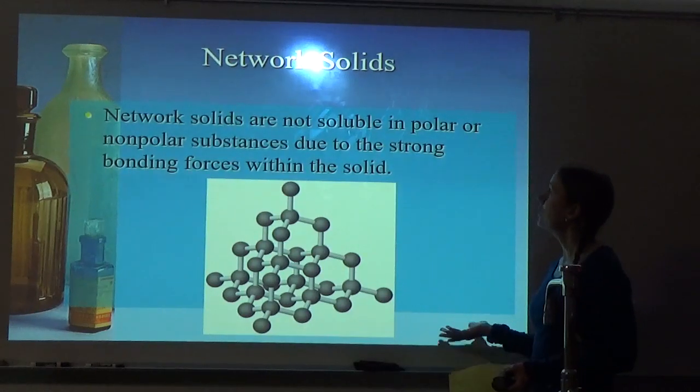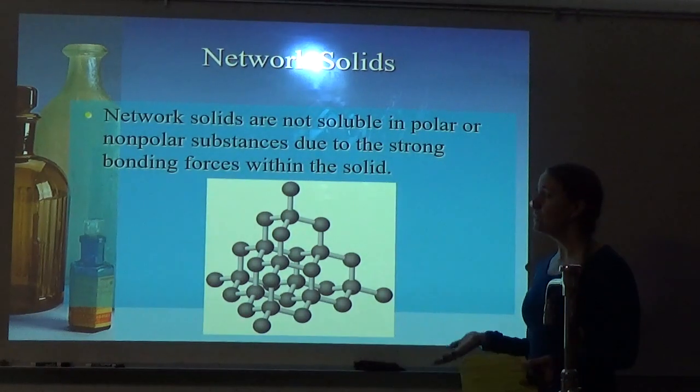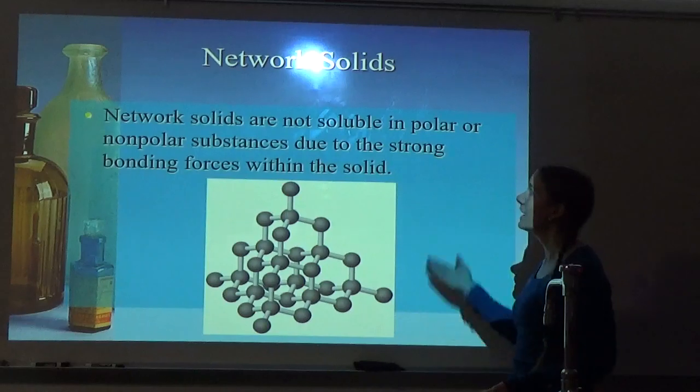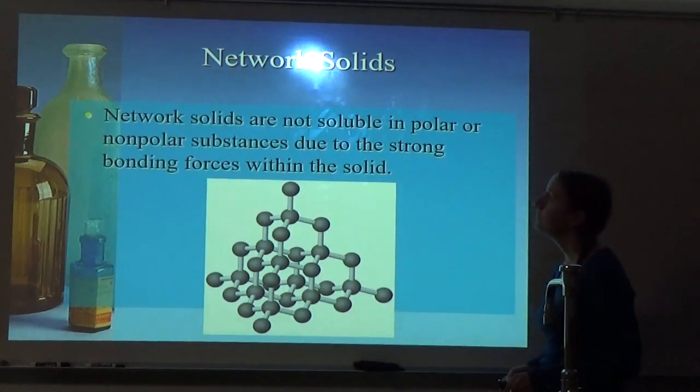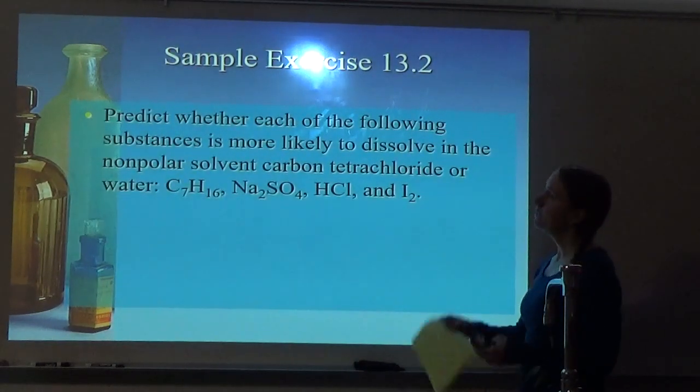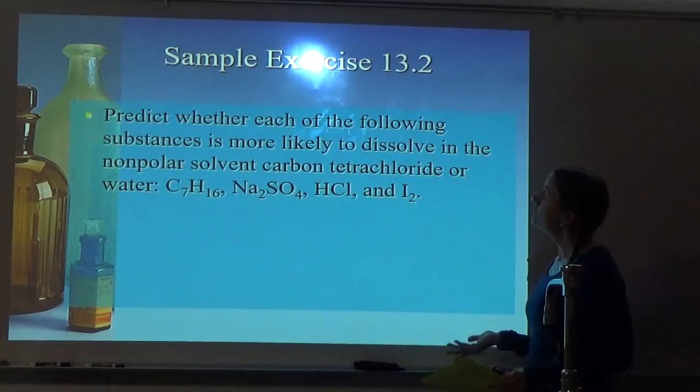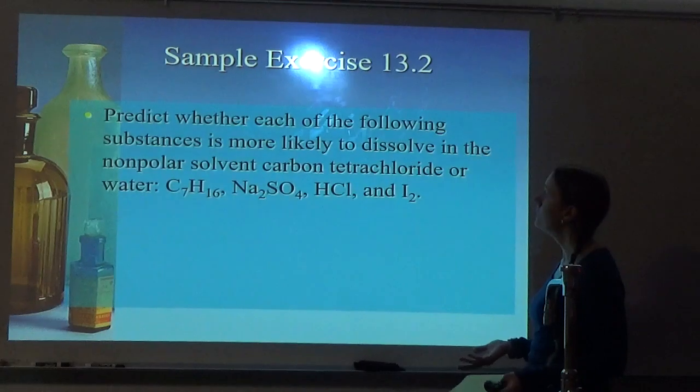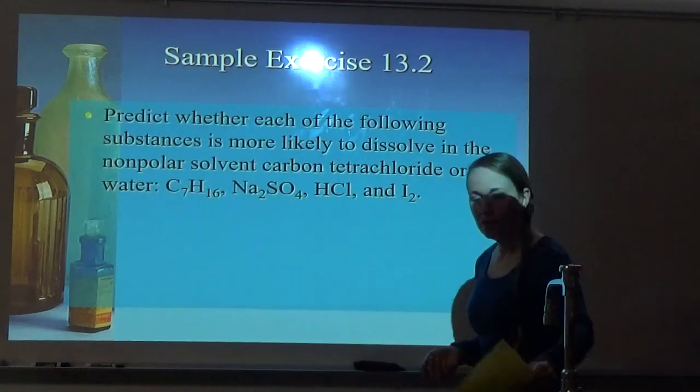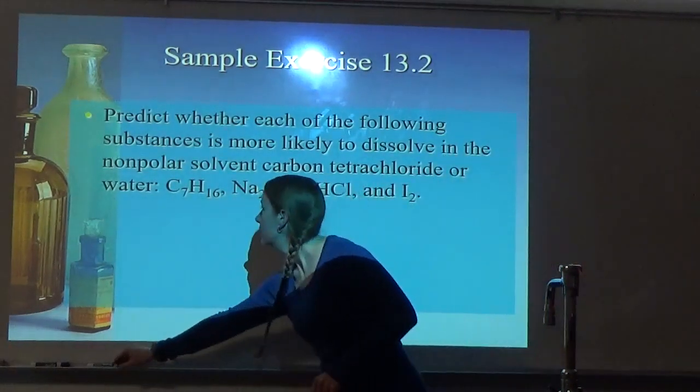Network solids are not soluble in polar or nonpolar solvents due to the fact that they're not made of intermolecular forces. They have strong covalent bonds throughout. So let's look at our first sample exercise. It says, predict whether each of the following substances is more likely to dissolve in the nonpolar solvent carbon tetrachloride or water. Let's look at this one together.